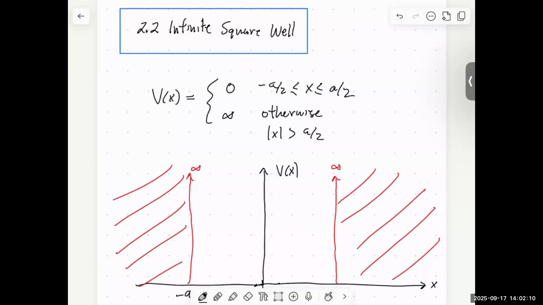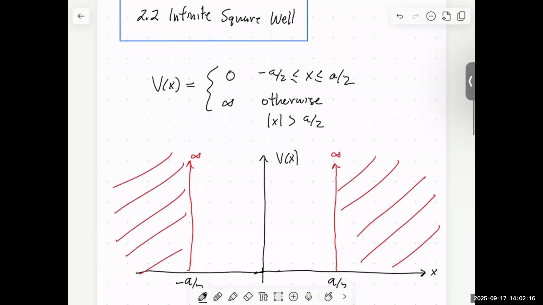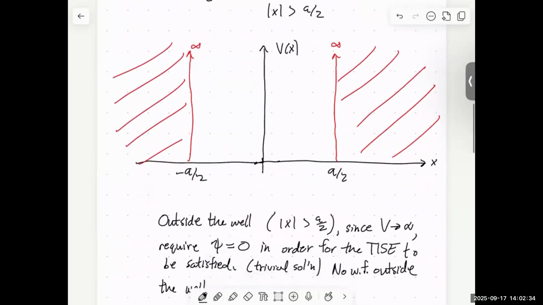We had this in our notes last time, the infinite square well. The potential is defined to be 0 between the limits minus a/2 and plus a/2, and then it goes to infinity outside that range. Griffiths does this problem; it's just that the whole x-axis is shifted, so his goes from x equals 0 to x equals a. Otherwise, it's the same.